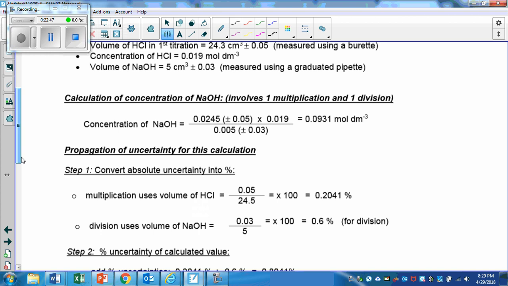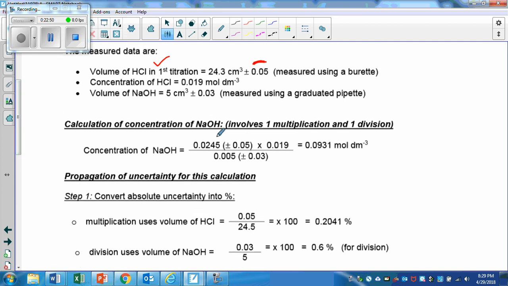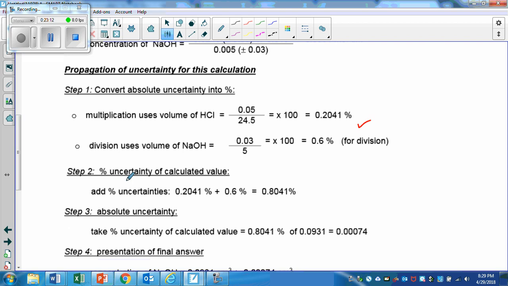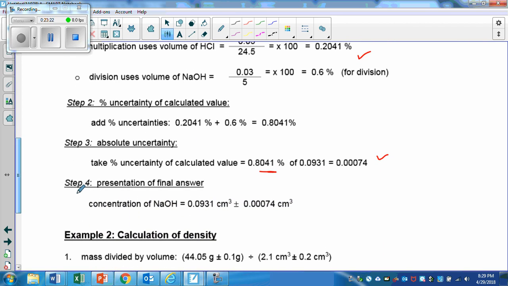Propagate the uncertainties. So I have to calculate first. This is the uncertainty of the volume. So you see here 0.05 divided by 24.5 times 100. Okay, that is the uncertainty of this. Then I have 0.03 divided by 5 multiplied by 100 for the division. So I add the percentage uncertainties. And step 2 is I add the percentage uncertainties, and then I convert the percentage uncertainties back into the absolute uncertainty. Okay, so this is my absolute uncertainty.